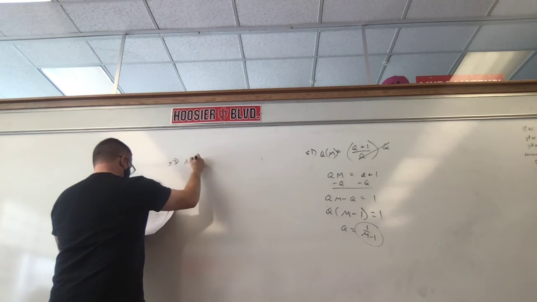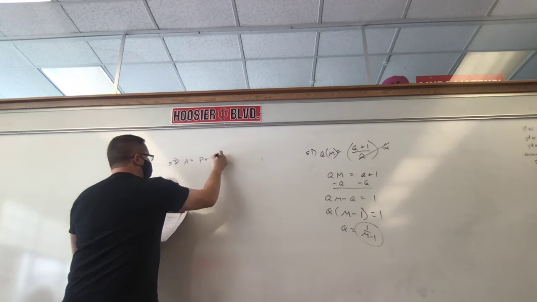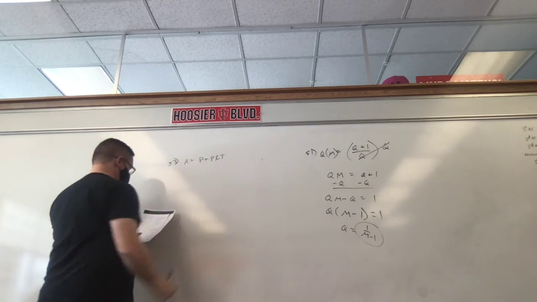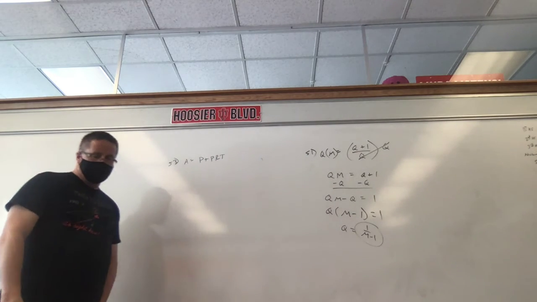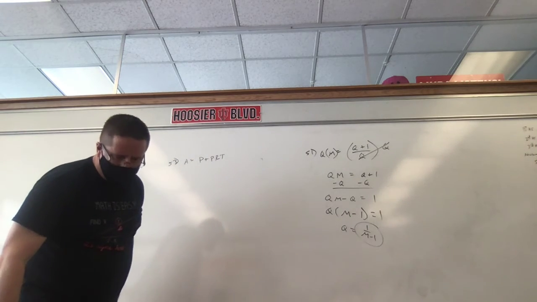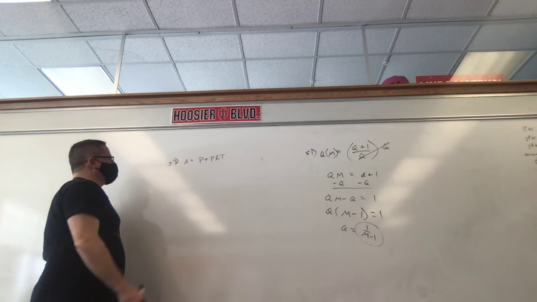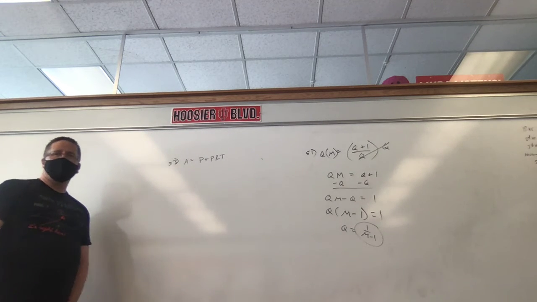A equals P plus PRT. Okay, this is an actual formula for simple interest. In case you're curious, it's not just a made up formula, it is a real formula. They want to solve this for R. I use capitals, it doesn't matter. I need to solve for R. This one I think you'll be able to do in your head.